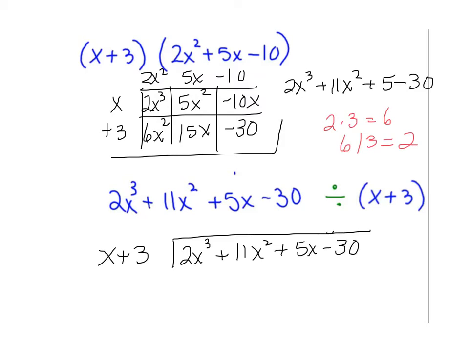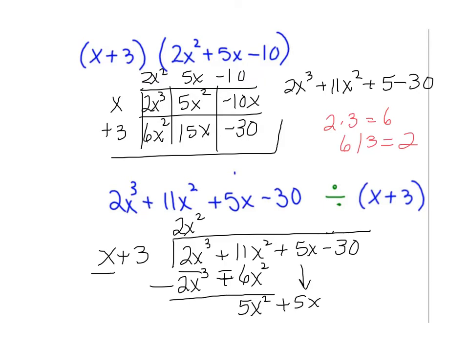I'm going to look at x, and I'm going to say, what do I need to multiply times x to get 2x to the third? Well, I need to multiply 2 times x squared. So 2x squared times x is 2x to the third, and 2x squared times 3 is 6x squared. I'm going to write it here and subtract both of them, even that one. So this is 5x squared, and then bring down the next term. Now I'm going to say x times what gets me 5x squared? So I'm going to write plus 5x, right? 5x times x is 5x squared, and 5x times 3 is 15x.